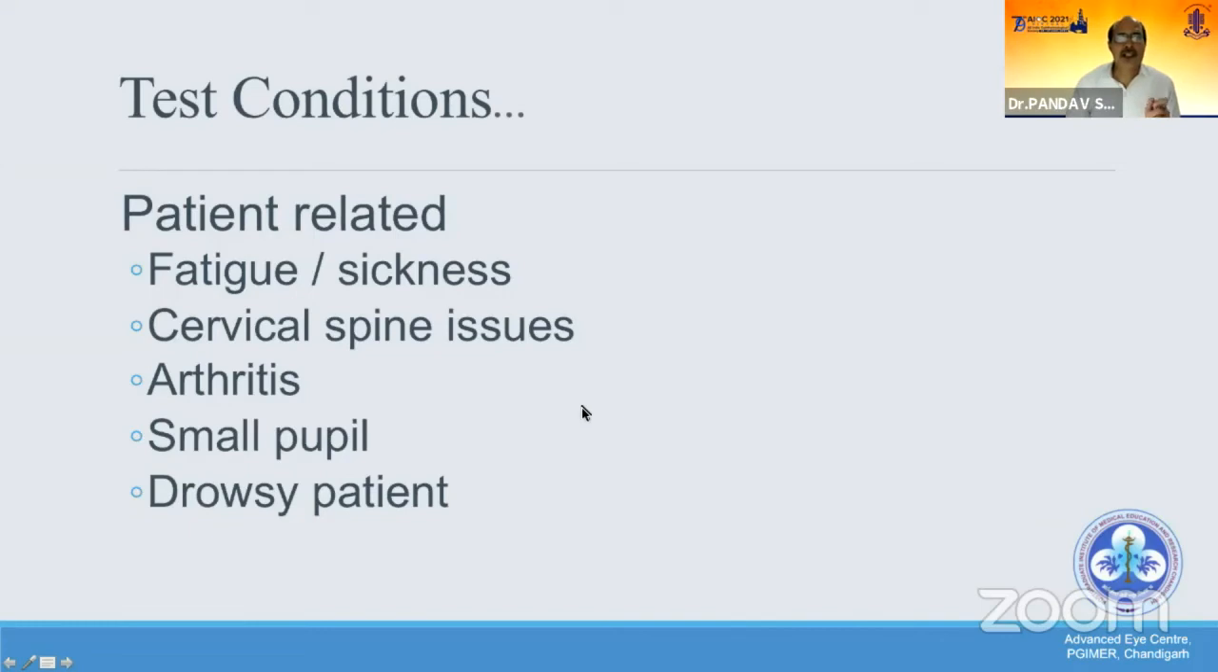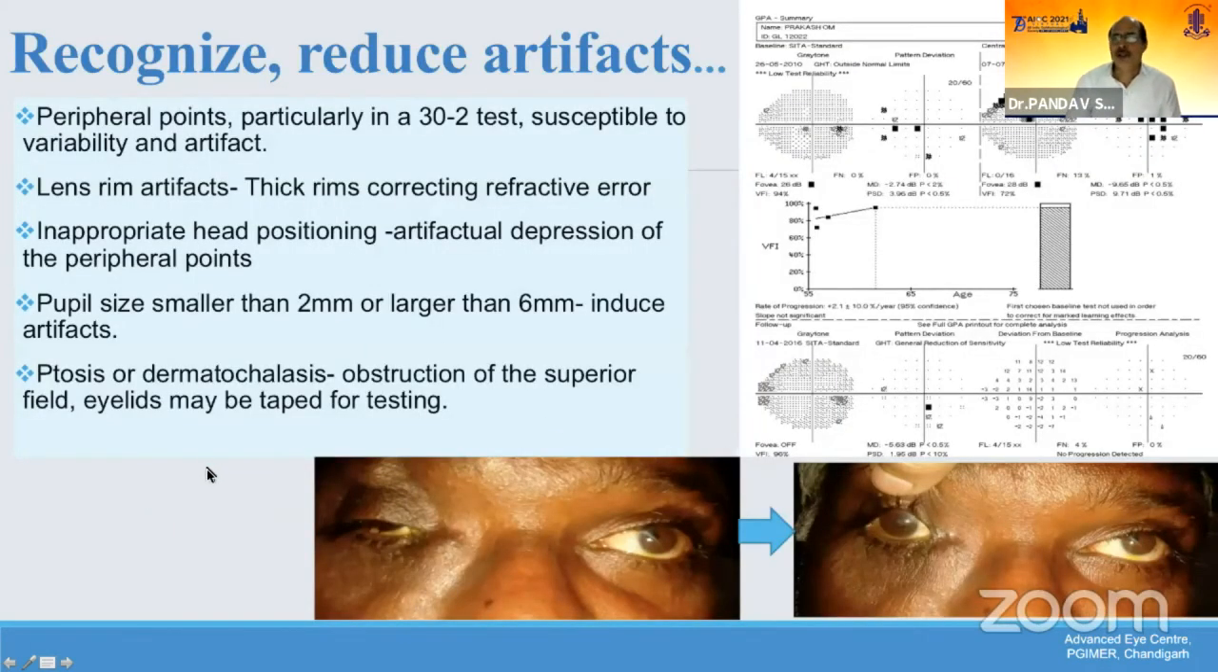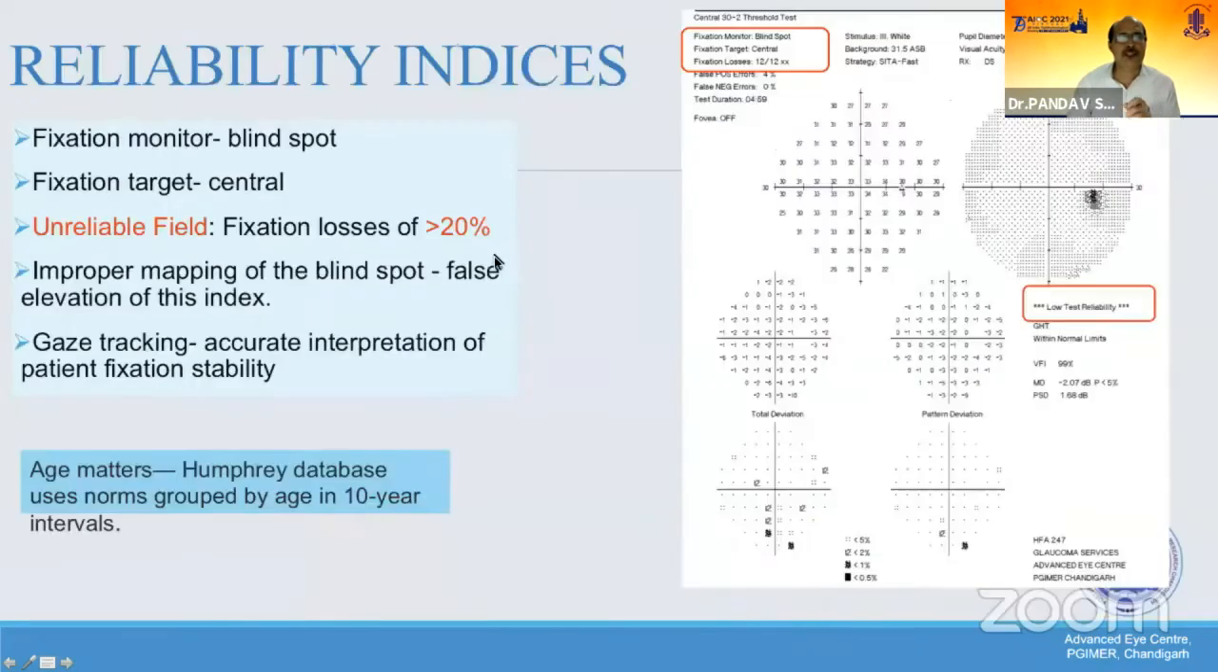The test conditions again should be monitored, like if the patient is not well or is fatigued or has cervical swelling, because there are elderly patients and they might have other issues as well. That should also be factored in. And finally, we recognize and minimize the artifacts. The patient may have ptosis, or be a very small person, or there may be a cataract or corneal opacity, or uncorrected refractive error. All those factors can produce artifacts and they would interfere with the visual field assessments later.